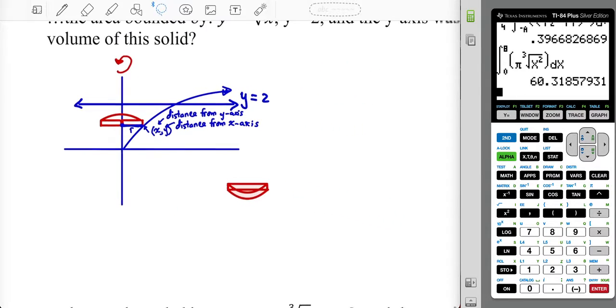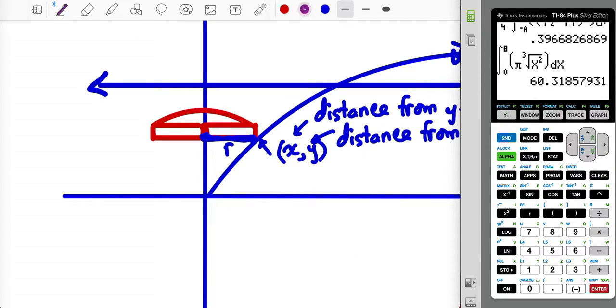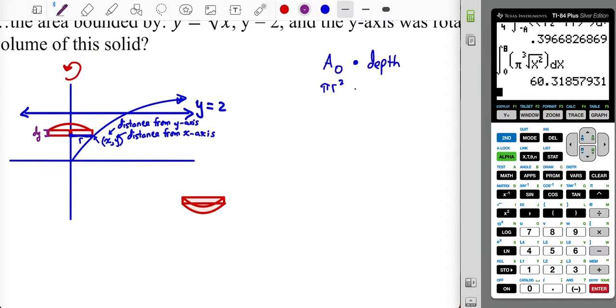All right, so if you want an area of a circle, we're looking for pi r squared. We're going to take that and multiply it by the depth, or the thickness, and so now that thickness is corresponding with a y value, so that's a dy. So pi r squared dy.